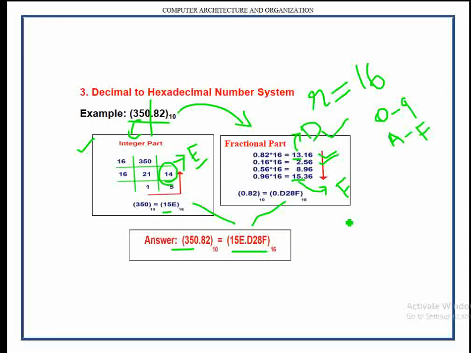So now we are done with the conversion from decimal to the hexadecimal number system. In this video we have learnt how to convert a decimal number into the binary number system, octal number system and hexadecimal number system.